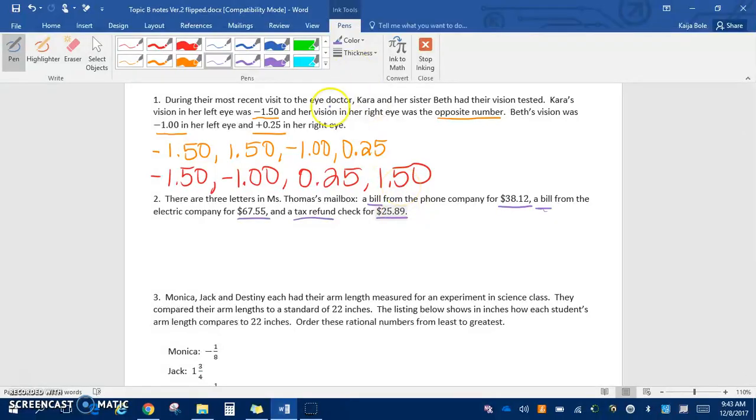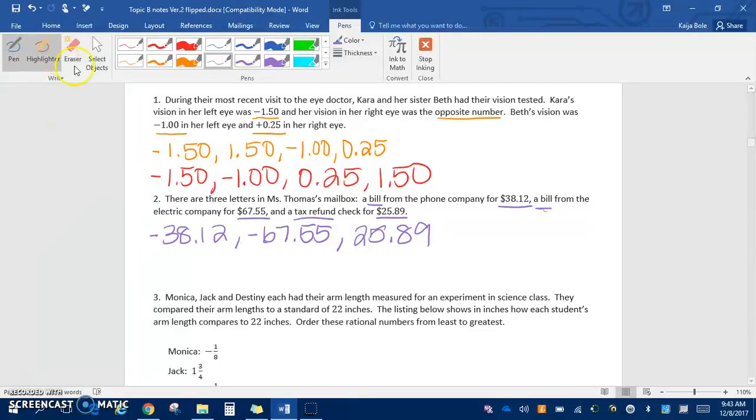So remember, if it's a bill, you're going to have to pay that, so it's going to come out of your bank account. So that's going to be a negative. So we'd have negative 38.12. And then the other bill for the electric company, so another negative 67.55. And now a tax refund. A refund is when you get money back. Like if you go to the store and you exchange something, you get a refund because you didn't want it. So this would be a positive 25.89.